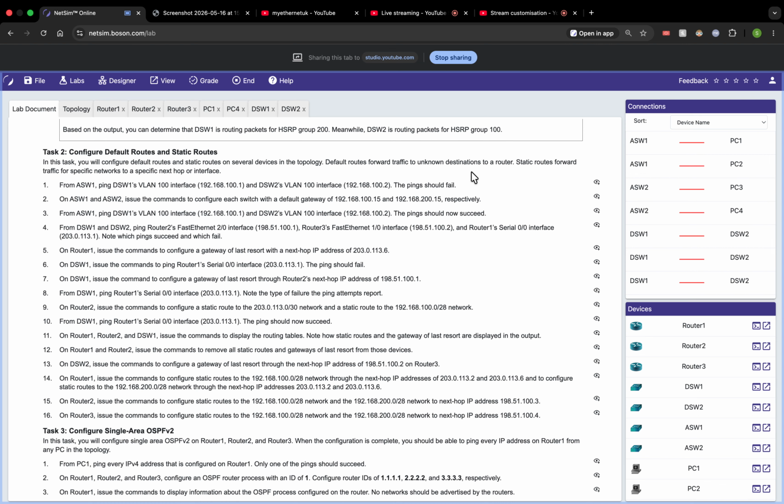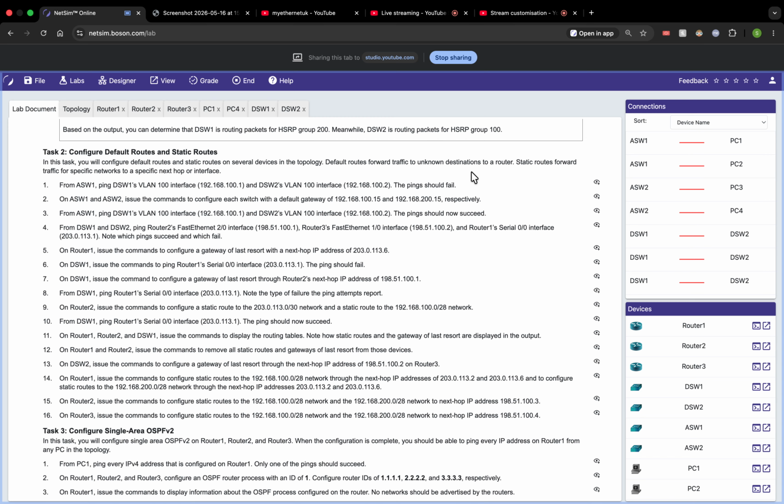Now, let's move on to configuring default routes and static routes. In this task, you will configure default and static routes on several devices in the topology. Default routes forward traffic to unknown destinations to a router. Static routes forward traffic for specific networks to a specific next hop or interface.